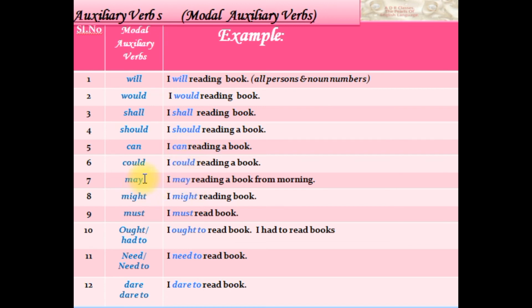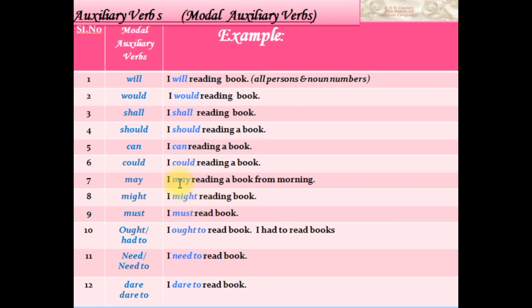Okay, now the next example that we are going to see is may. May means, again, there is a possibility. I may read. You're not sure. When you're not sure, you may say, I may read a book from morning. This is how you are going to express yourself. Might, again, is a possibility. I might read. You're not sure again. What's the difference between may and might then?